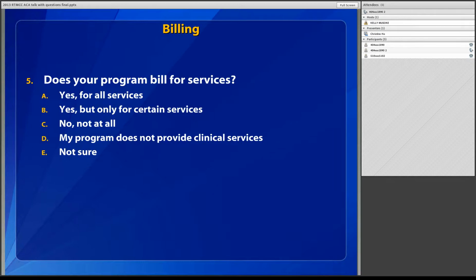Yes, for all services. Yes, but only certain services. No, not at all, you do not provide clinical services. Or not sure. Okay, so I see that most of you come from programs that bill only for certain services or not at all.